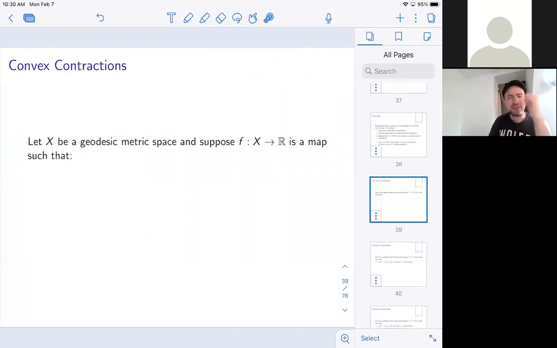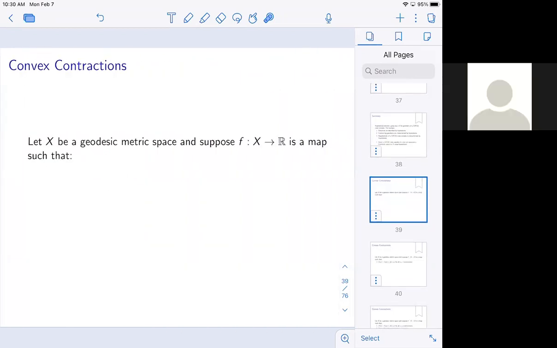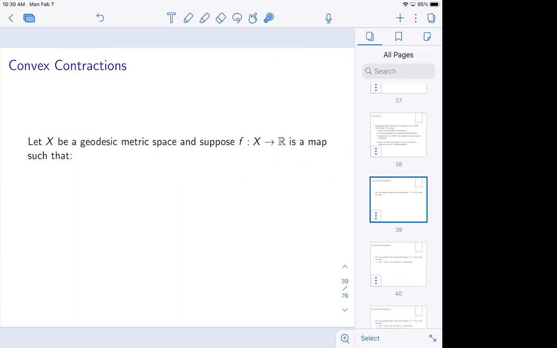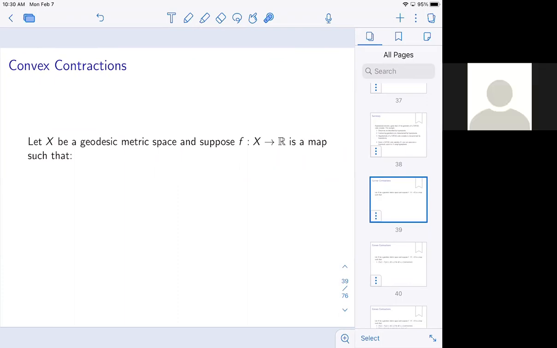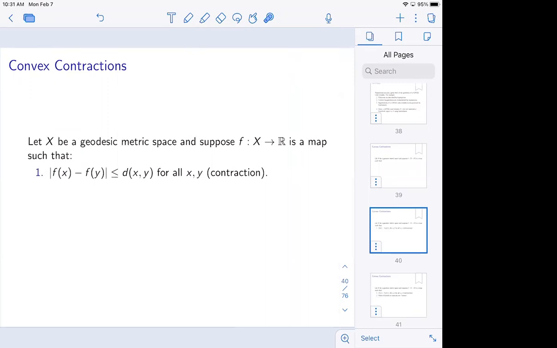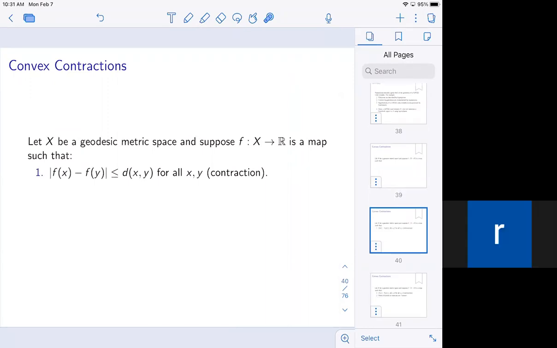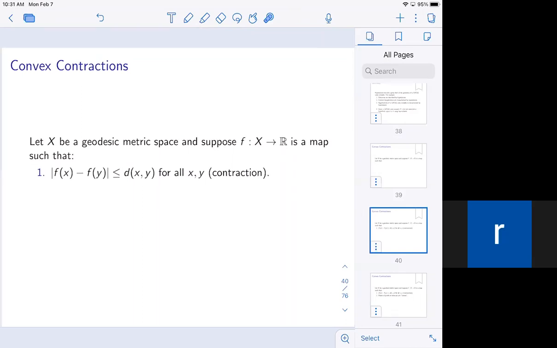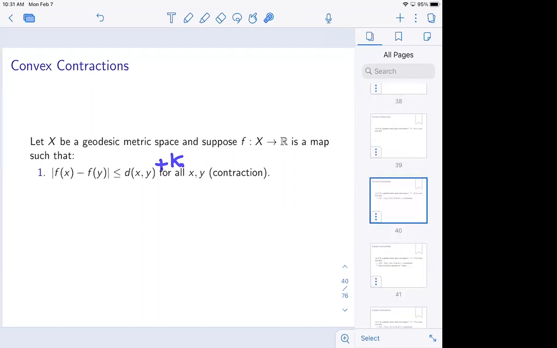So for the next two slides, I'll be a little bit informal, but I'll tell you where I'm being informal. Take a geodesic metric space X, and suppose you have a map from your geodesic metric space X to R. Let's say that your map is a contraction. It decreases distances, but maybe it doesn't just decrease them on the nose. Maybe you have some error of a uniform K. That's fine. I'm also going to think of that as a contraction. So I have a map which is a contraction. Maybe it's a coarse contraction.